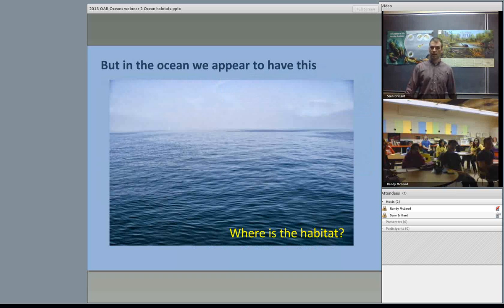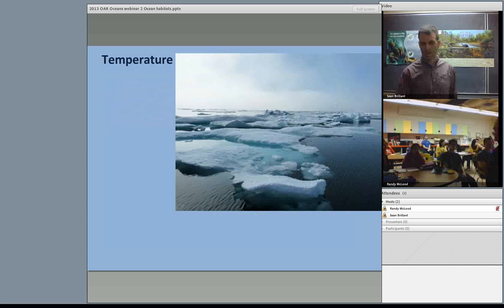This is what we have. Where is the habitat? We briefly mentioned this the other day about how the pelagic system, the surface of the ocean, is a habitat. But where is the habitat here? Is it all one habitat or what? We talked previously, there are several features that chop the ocean up into different habitats.